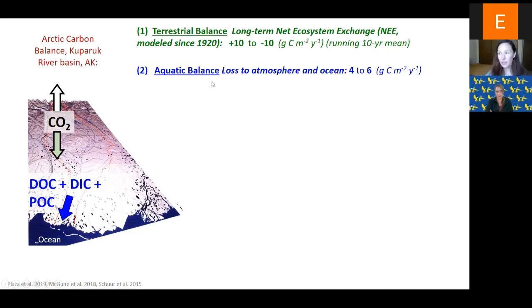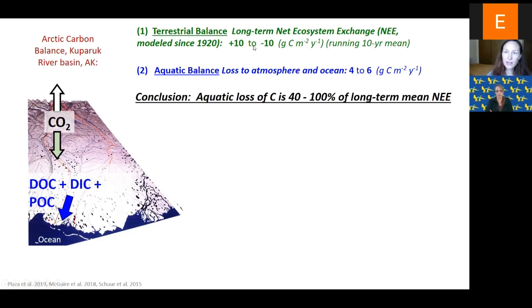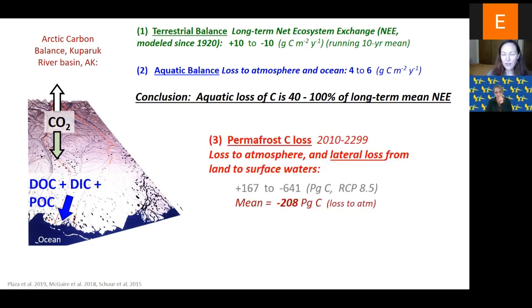Right. The important point here is that in a year where that net ecosystem exchange is 0, so no net imbalance, then all of the loss is due to what's happening in freshwaters. It's the aquatic loss that's important. So the aquatic loss could be 40 to 100% of that long-term mean net ecosystem exchange. Right, so that's current understanding, pointing out again this importance of what happens to carbon in the water on the landscape.